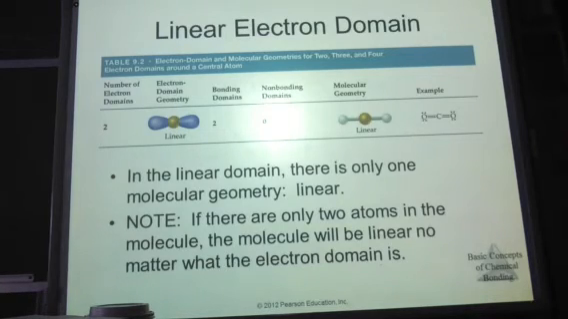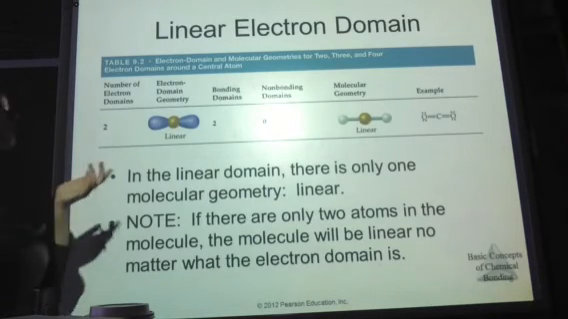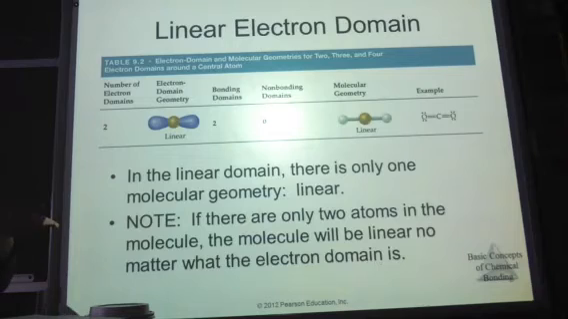In the linear domain, there's only one molecular geometry, which is linear. Also, if there are only 2 atoms in the molecule, it will be linear no matter what the electron domain is. So if there's 2 atoms in a molecule, and that's it, like let's say we had HCl, hydrochloric acid, it's linear because there's only 2 atoms there. There's only really one way that we can orient them, or only one way their shape can be, which is linear.